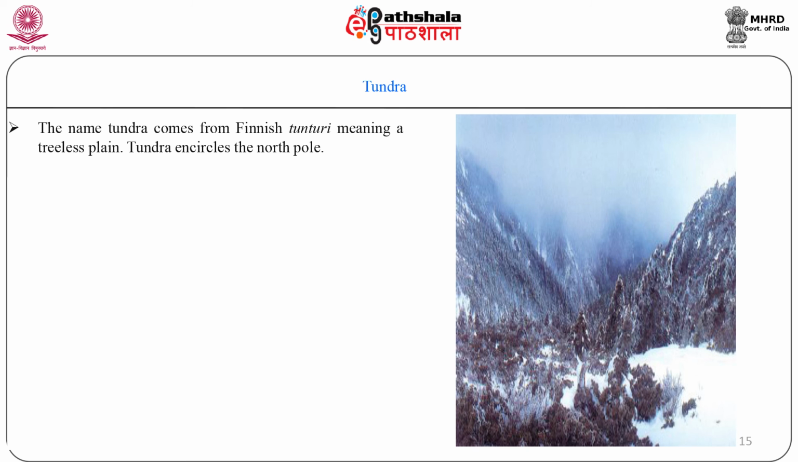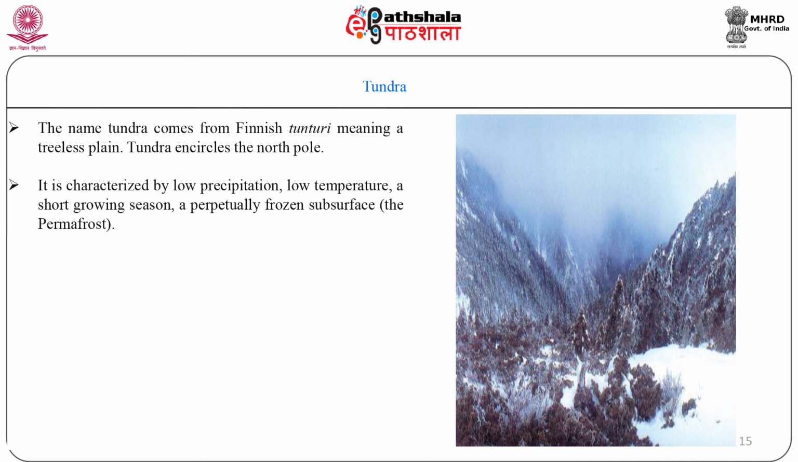The climate. It is characterized by low precipitation, low temperature, a short growing season, and a perpetually frozen subsurface. At high altitudes, alpine tundra occurs in the higher mountains of the world. It has a severe environment of rock-strewn slopes, bogs, meadows and shrubby thickets. It is a land of strong winds, snow, cold and widely fluctuating temperatures. Precipitation in tundra varies from less than 200 mm to 600 mm.